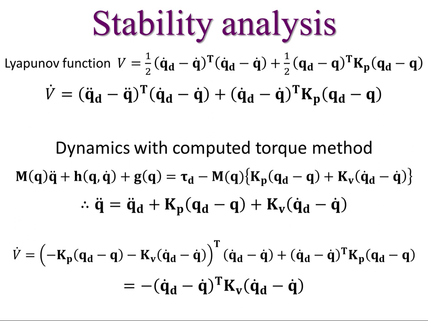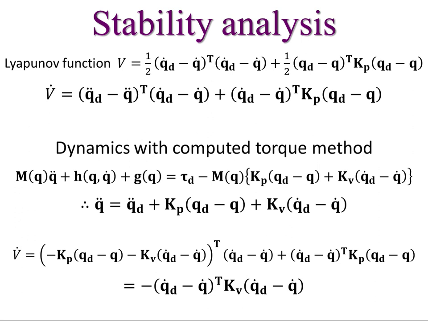Since Kv is a positive definite matrix, V dot is negative. From the above, we prove that V decreases with time. This means that the joint angle error and joint velocity error decrease monotonically, which means realization of the control objective. In this way, the computed torque method realizes CP control by the torque tau d required to generate the desired motion and the error feedback.